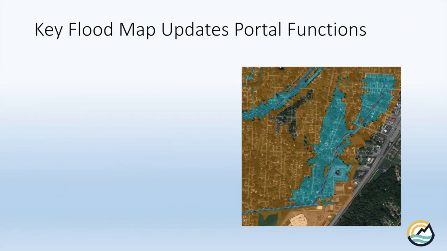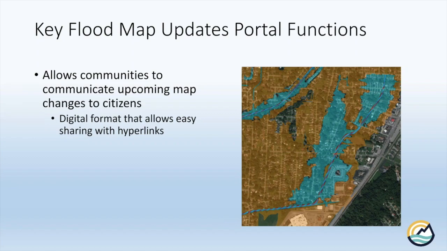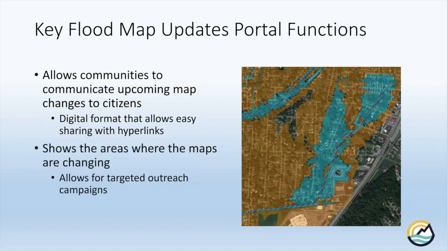So some of the key functions that the flood map updates portal does is, one, it allows you to communicate that the maps are changing and to show citizens what it's going to look like. These maps are online, they're available in a digital format, so they can go there themselves and take a look at them. Or you can share them on social media, through your local websites, email, however you want to do it, with just hyperlinks, same way you would any other website. The other beautiful part is, again, you can show just where the changes are occurring. So it allows communities, if you want, to do targeted outreach campaigns.